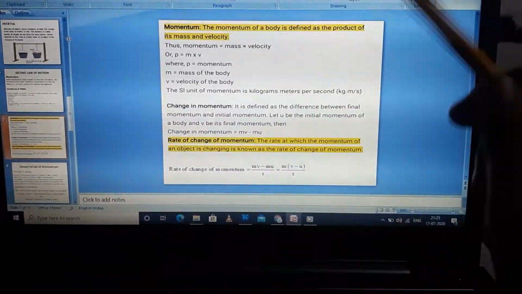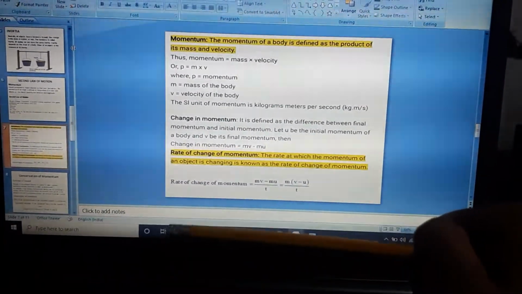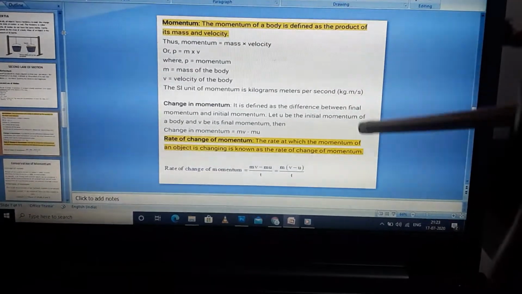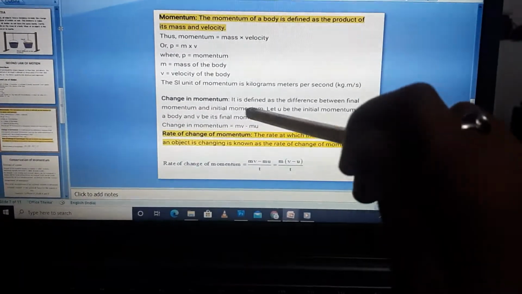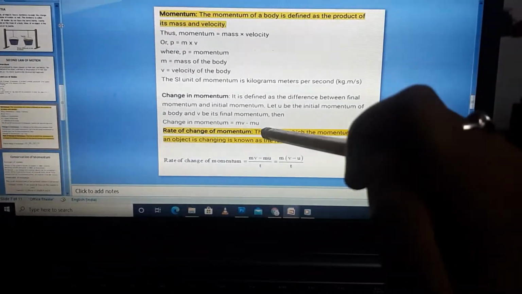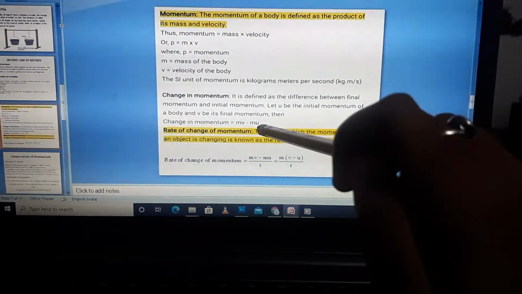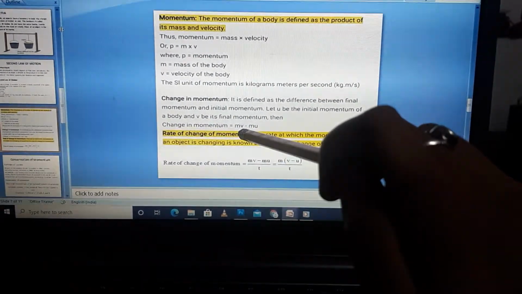Now, what is change in momentum? The change in momentum is defined as the final momentum minus the initial momentum, where the initial velocity of the body is u and the final velocity of the body is v.